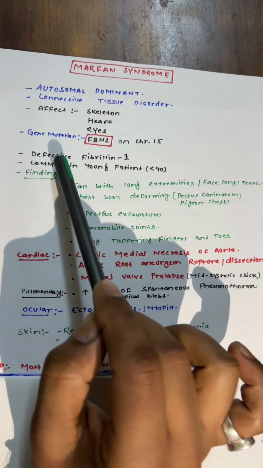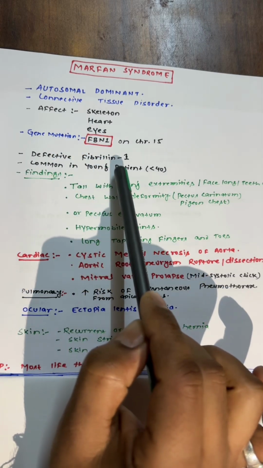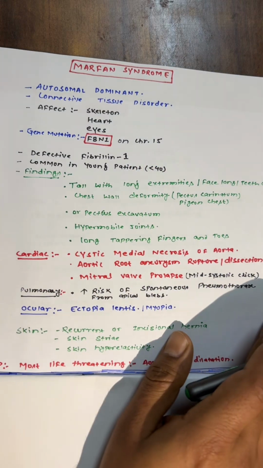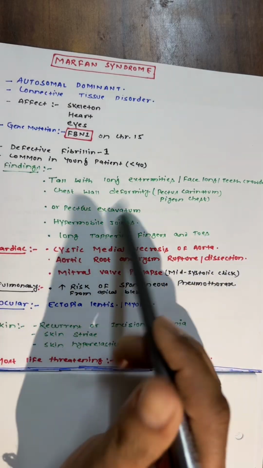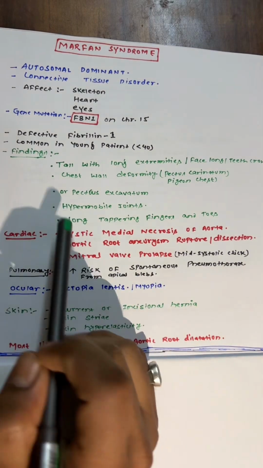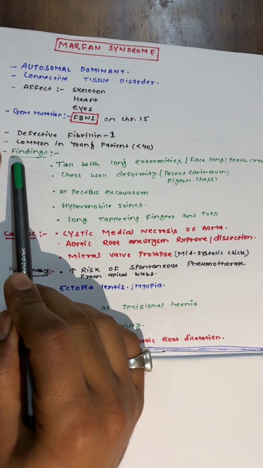So that will lead to Marfan syndrome. Also remember that Marfan syndrome is commonly seen in young patients less than 40 years of age. Now we'll talk about the physical findings of Marfan syndrome.